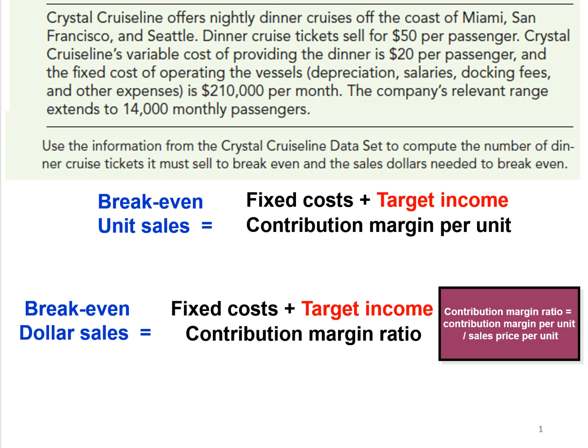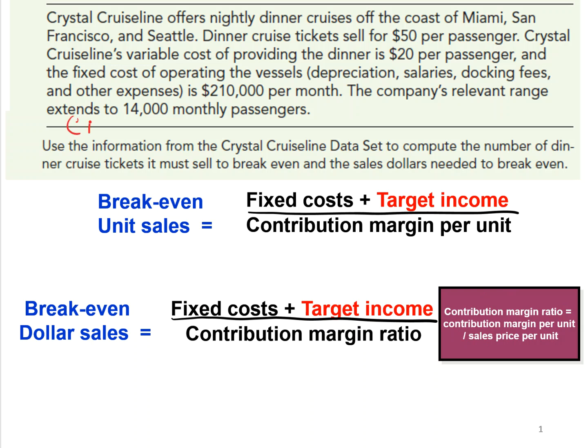And break-even sales is fixed costs, and let me write in here, we should have a divided by line, divided by contribution margin per unit. And then in sales dollars, very similar: fixed costs plus any targeted net income divided by the contribution margin ratio. And again, I put the contribution margin ratio formula here, which is contribution margin per unit divided by sales price per unit. So let's go ahead again real quickly.